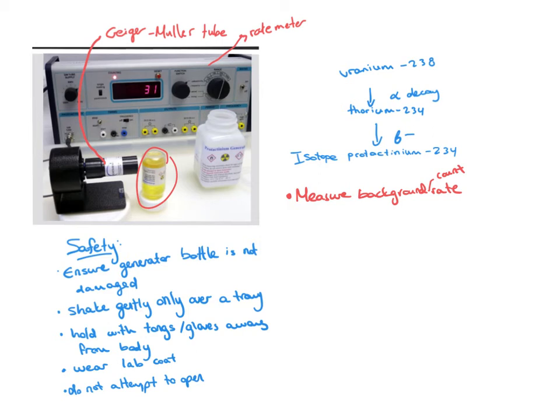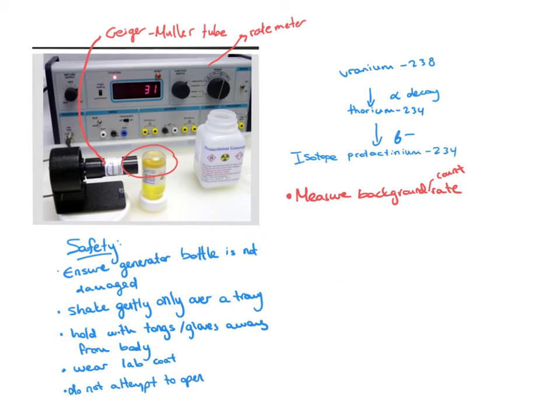background radiation. Then you shake the bottle for about 10 to 15 seconds so that the protactinium dissolves in the organic solvent. And then we face the Geiger-Müller tube at the opposite side of the organic layer, just like you can see here. So the Geiger-Müller tube is pointing at the organic layer of the protactinium mixture.